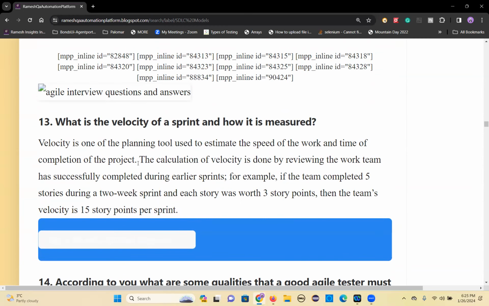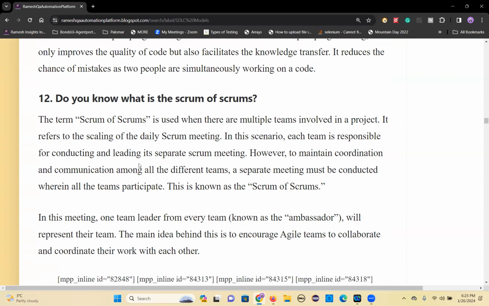We discussed Agile velocity already. What is Scrum of Scrums? I faced this question in TCS or Infosys. What is the Scrum of Scrums? You have different Scrum teams, right? The meaning itself is Scrum of Scrums. The term Scrum of Scrums is used when there are multiple teams involved in a project. So one project can have multiple Scrum teams.